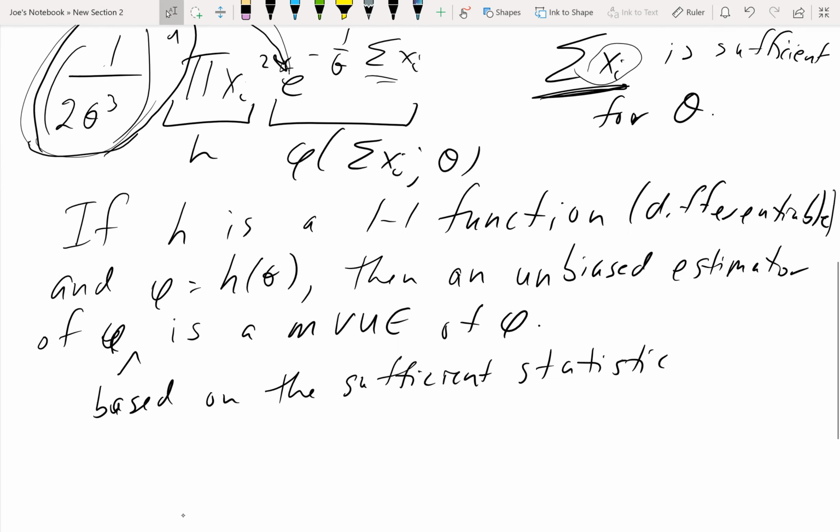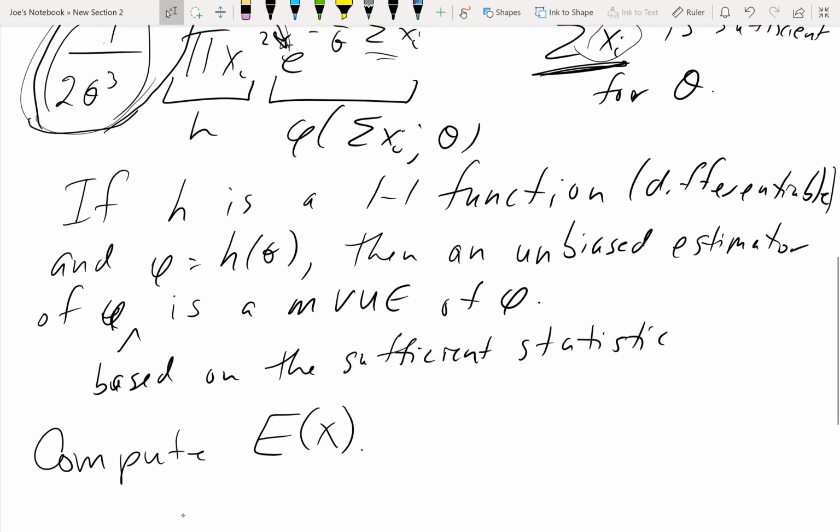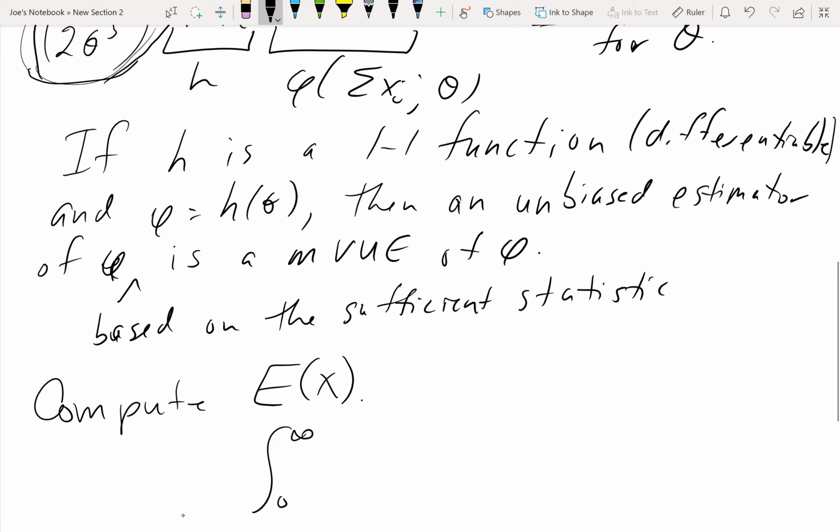Okay, so we're going to first compute the expected value of x. Now, for distributions that you already know something about, you know what the expected values are, but this one we'll have to do a little bit more work. So we need to compute the integral from 0 to infinity of 1 over 2 theta cubed times x cubed, because I'd have x times x squared, e to the minus x over theta, dx.